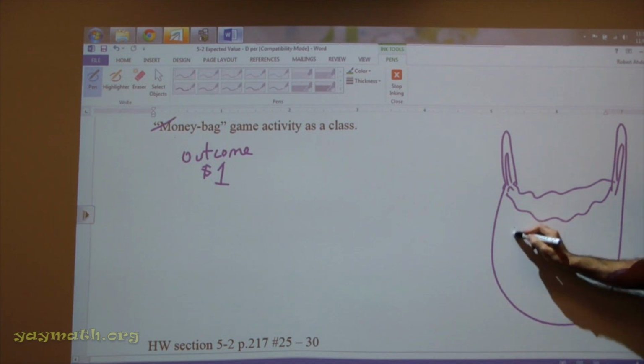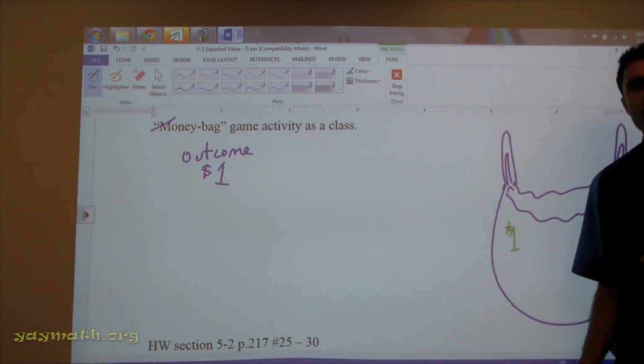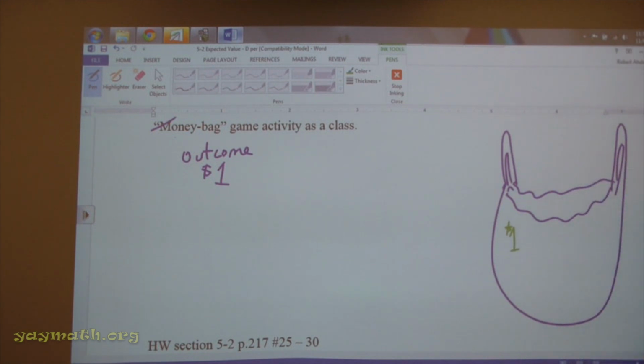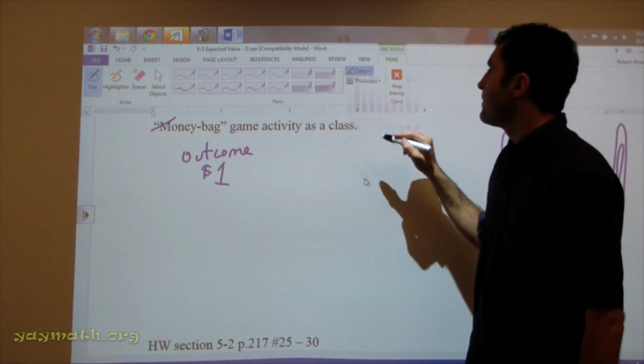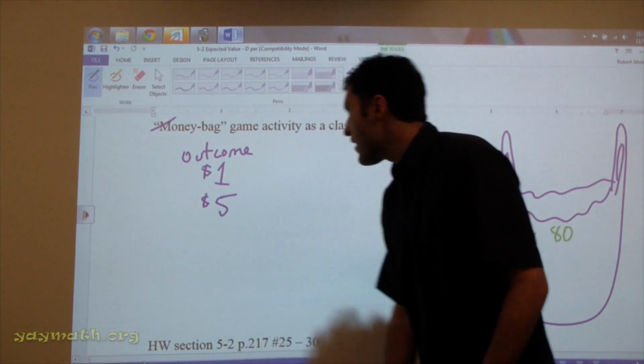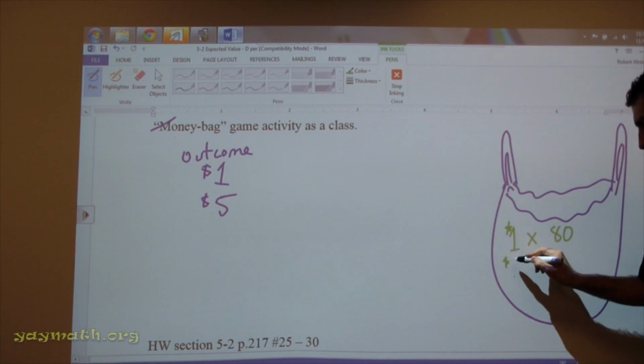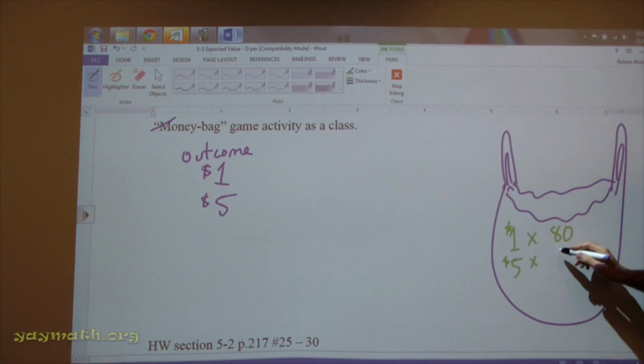In our bag, we have $1. How many single dollars are in here for them to pick? 8? 80. 80, okay. So there's lots of these. All right. Back over here. We could win $5. How many $5 bills in the bag? Hopefully less. 15 maybe. 15, okay. Do 15.